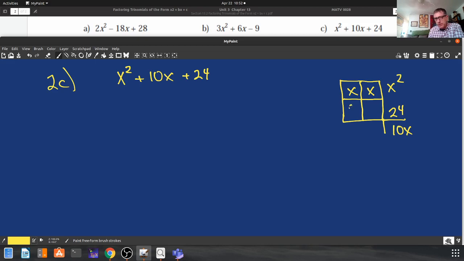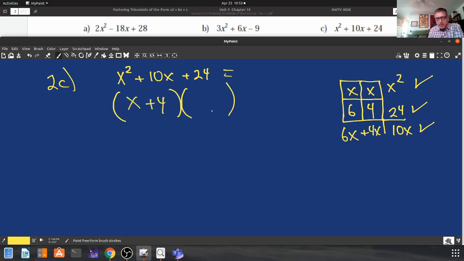Well, there is 6 times 4. Do you like that? I like that. 6 times 4 gives me 24, x times x gives me x squared. x times 6 is 6x, and x times 4 is 4x. 6x plus 4x is 10x, so my factorization is x plus 4, x plus 6. So if you got that, then great.